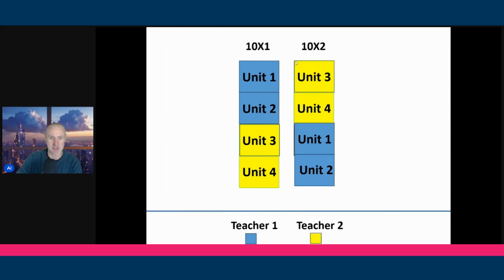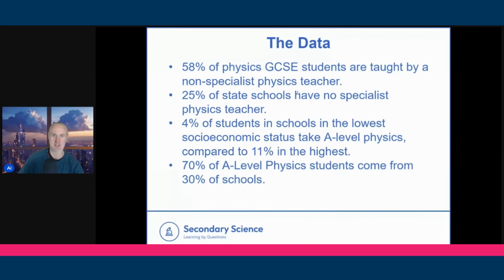And we can see in the first term and a half, teacher one, the non-specialist, his status areas were kind of having first dibs on the specialist teachers. And that may or may not have contributed to the last bullet point on this slide, which is 70% of A-level physics students actually come from just 30% of schools, those schools mainly in those higher socioeconomic areas.